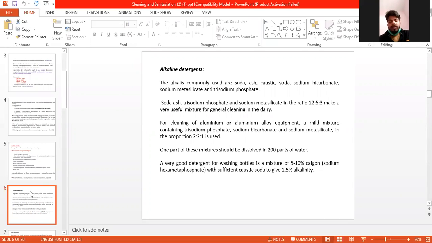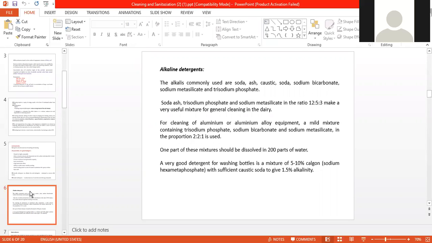So these three, soda ash, trisodium phosphate, and sodium metasilicate, are used in the ratio of 12:5:3, and it is very useful for general cleaning of dairy equipment. For cleaning of aluminum or aluminum alloy equipment, a mild mixture containing trisodium phosphate, sodium bicarbonate, and sodium metasilicate in the proportion of 2:2:1 is sufficient. One part of this mixture should be dissolved in 200 parts of water.